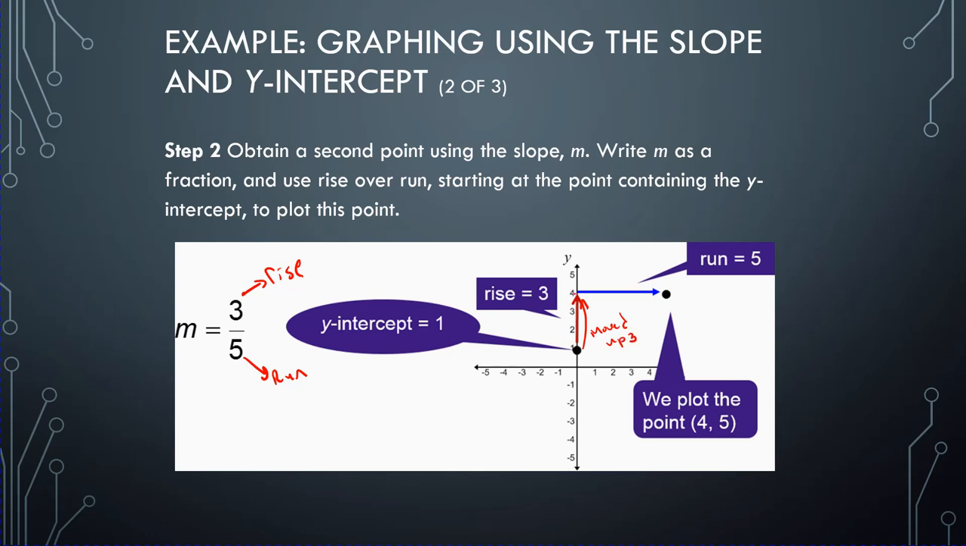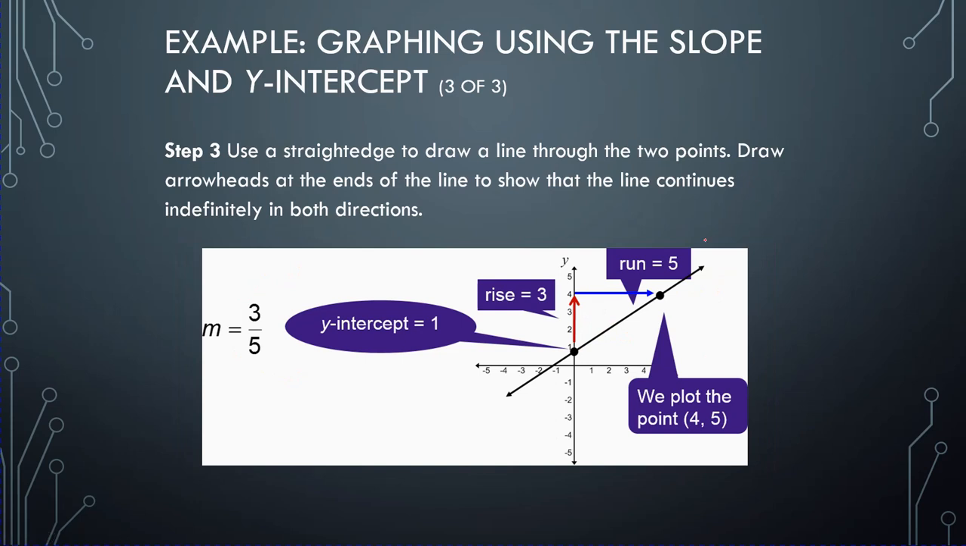And then I'm going to run. I run this way, I'm going to run 5. So I'm at the point 0, 4, and now I'm going to run 5 to get me to the next one. This gets me to the new point 4, 5. And then from here, now that I've got my second point, I just draw a straight line through it. Whoosh, just like that.